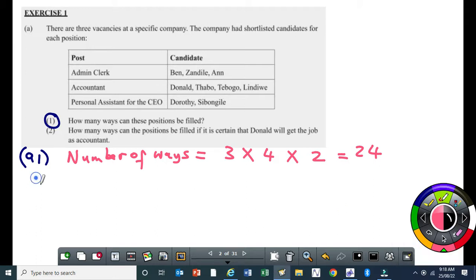Now the second question becomes a little bit more complex because it has what's called a restriction. The next question says, how many ways can the positions be filled if it is certain that Donald will get the job as an accountant? Now there is a restriction with regard to task 2. So among those 4 people, it's guaranteed that Donald will take that position. Maybe he might have connections at that company. He might know someone who pressed the buttons for him to get it.